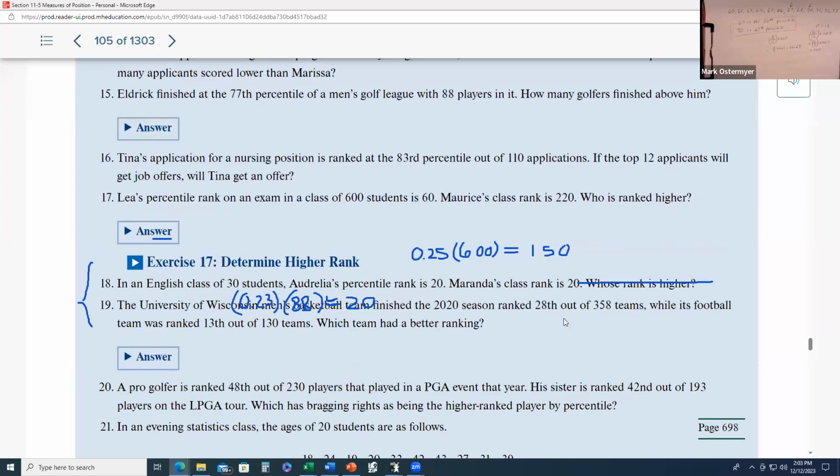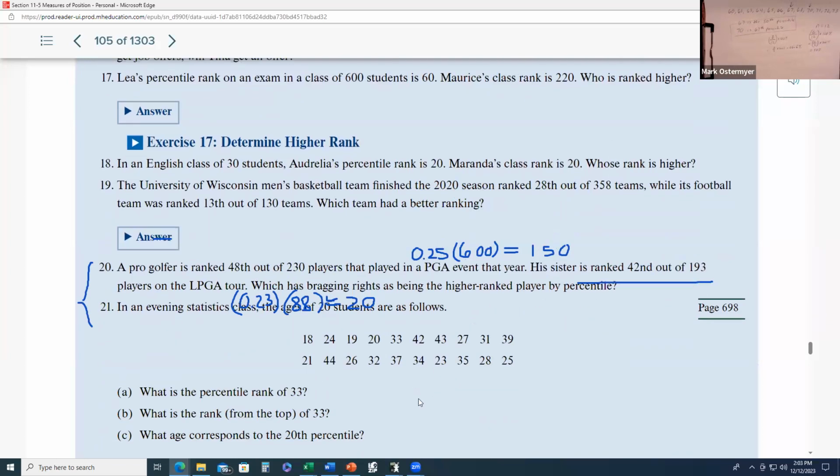All right, number 18 is an interesting problem. I'll kind of work through this one here. Number 18 says, in an English class of 30 students, Audrelia's percentile rank is 20. That's her percentile rank. So she finished in the 20th percentile. Miranda's class rank, however, is 20. Notice class rank is not necessarily the same as percentile rank. You've got to be careful here. Whose rank is higher?